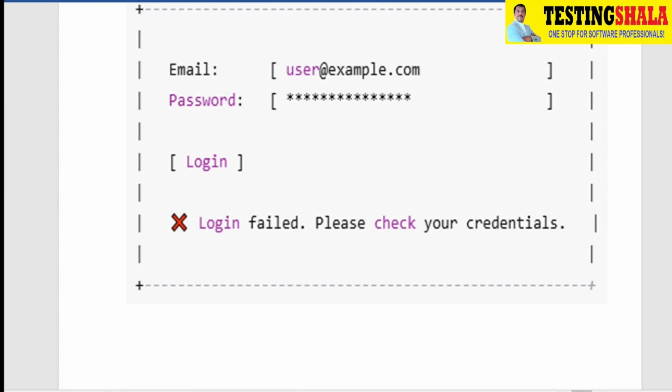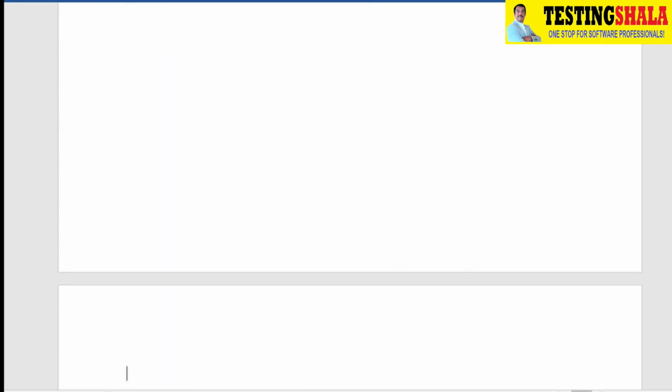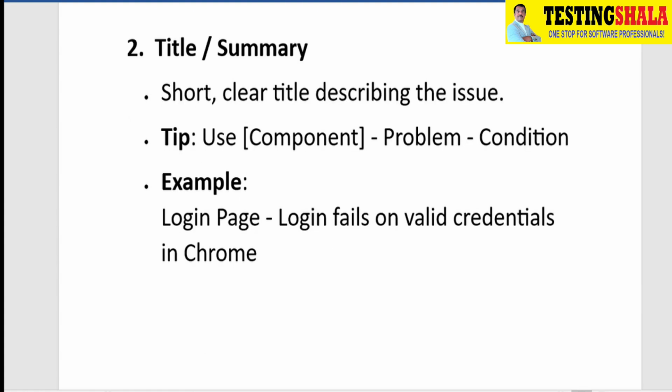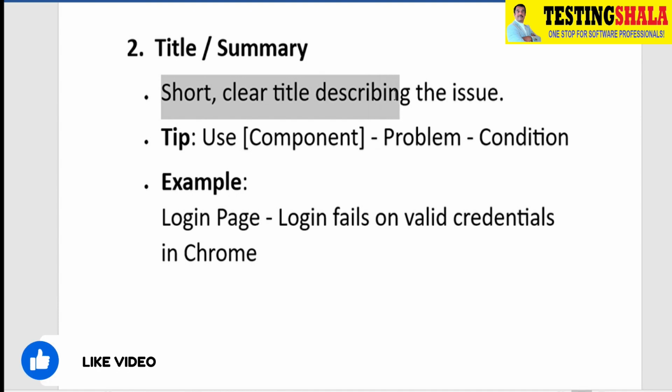Now we will try to understand how we can fill in this issue in the defect. The first thing we should fill in is the bug ID. Normally this will be generated automatically, or we should give it manually. The next thing is the title of the defect or bug. Here we should clearly define, in a very short description, the complete issue. By seeing the title, they should be able to understand what the issue is all about.